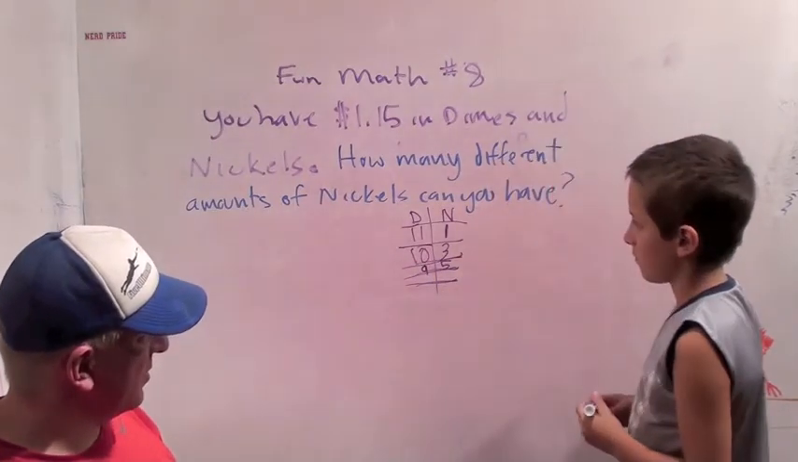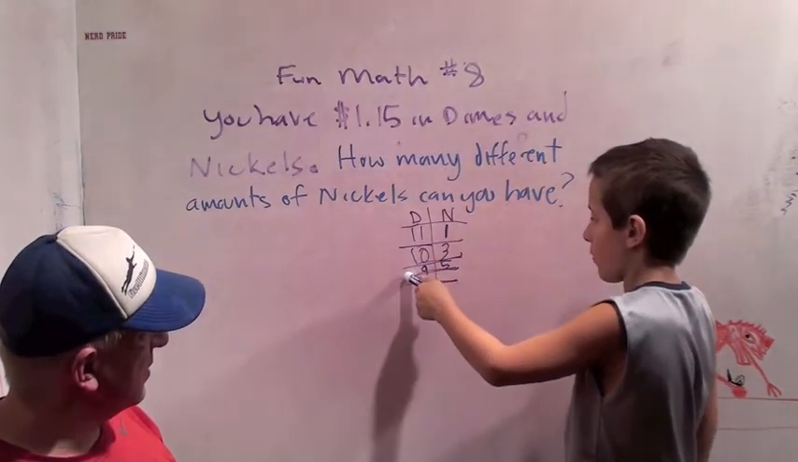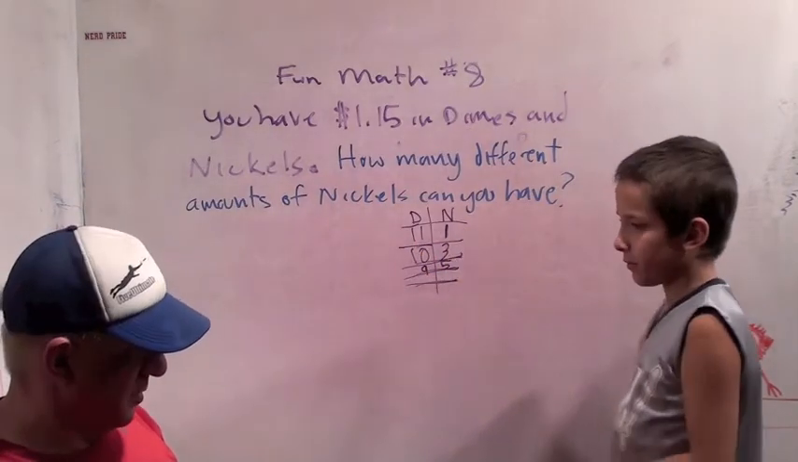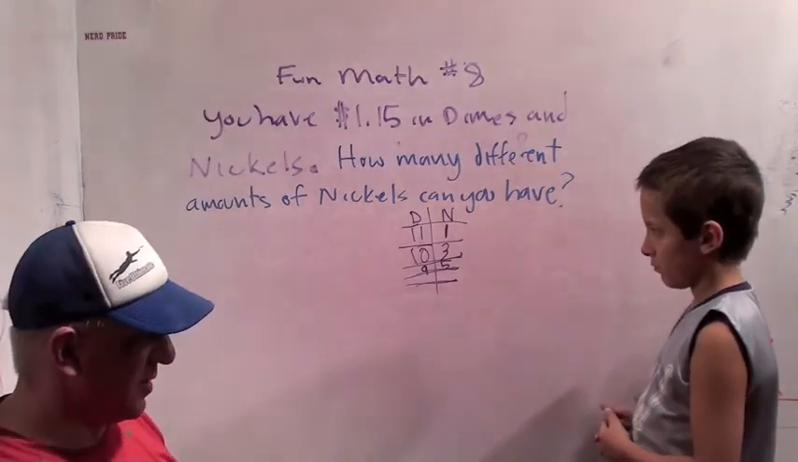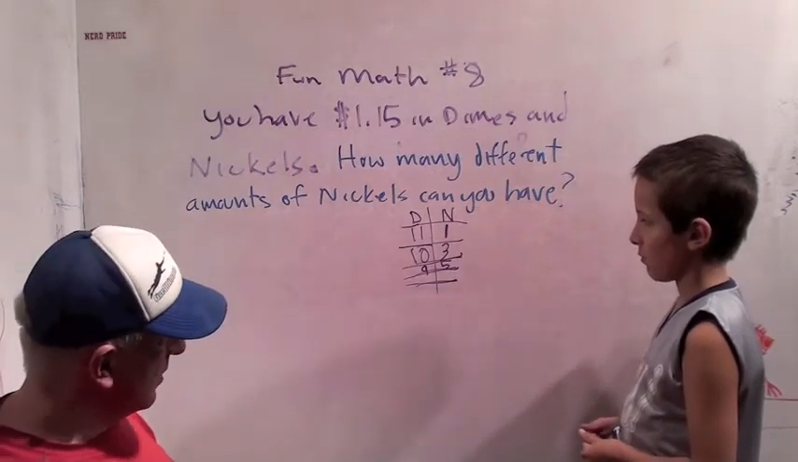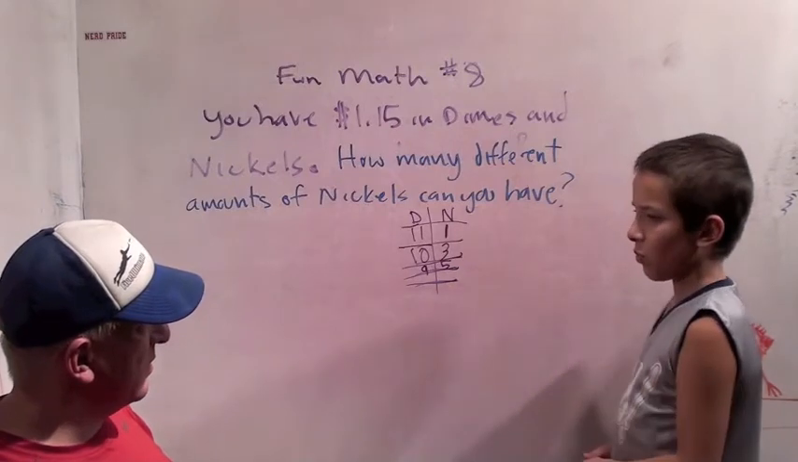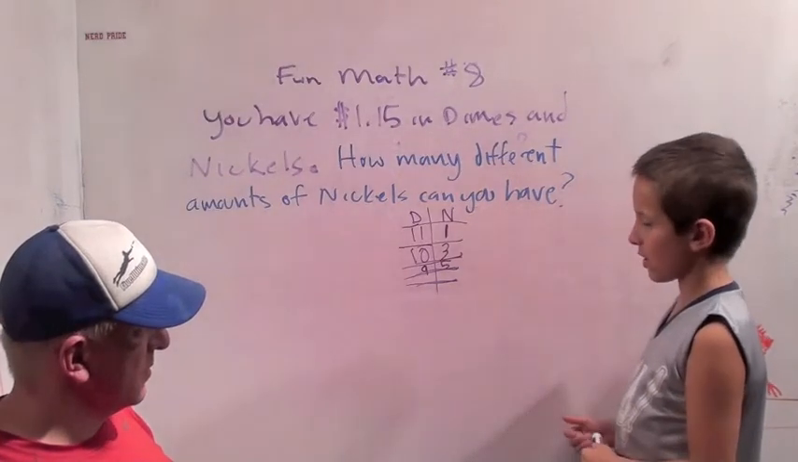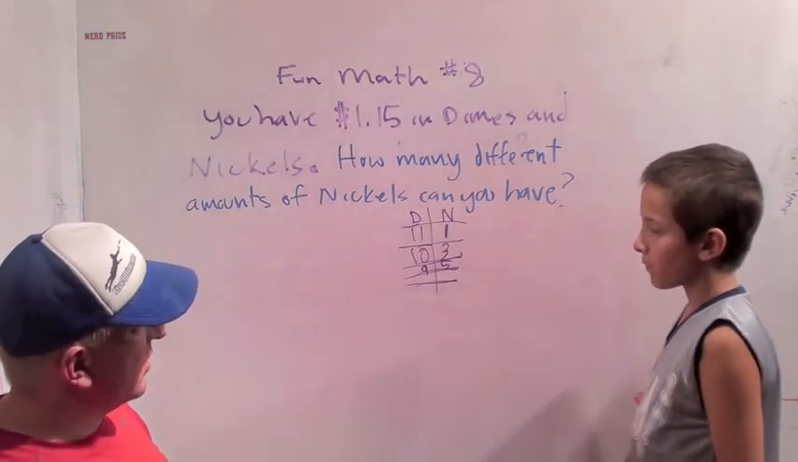Do you see any patterns? Well, these are going down by 1, while these are going up by 2. So do we need to list them all out, or can we use the pattern to tell us how many different amounts of nickels we might have? Well, we can have from 11 down to 1. No, actually 0. You can have from 11 down to 0, because you can have 0 dimes.